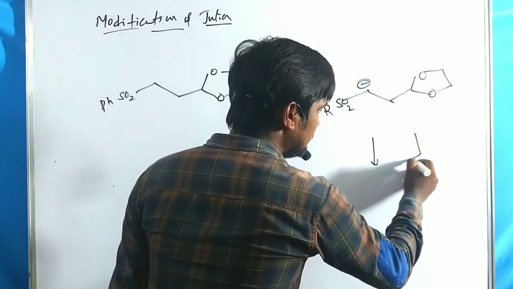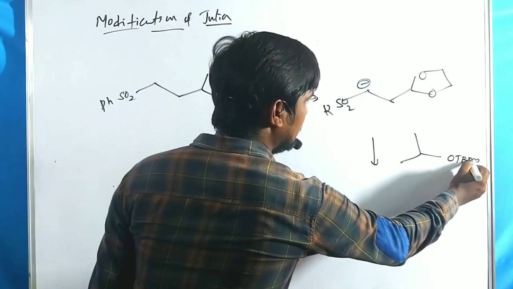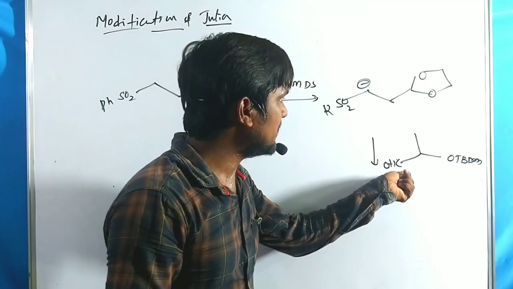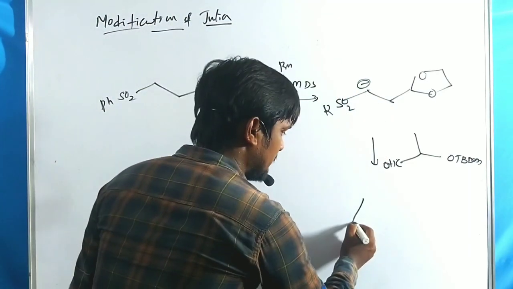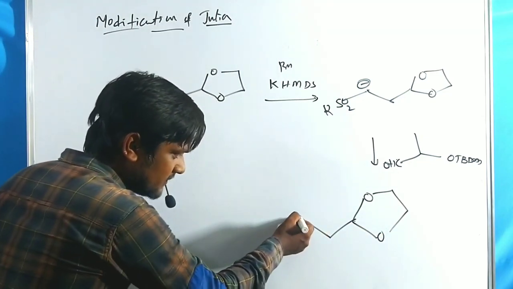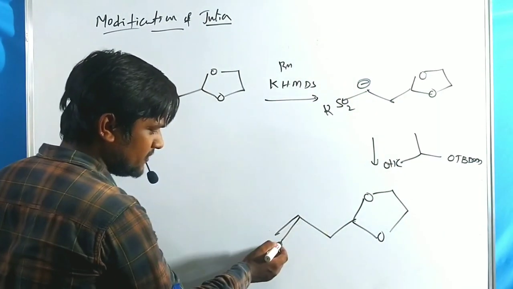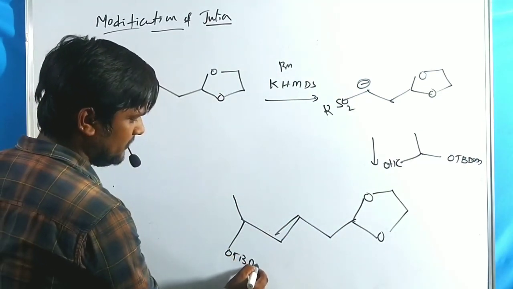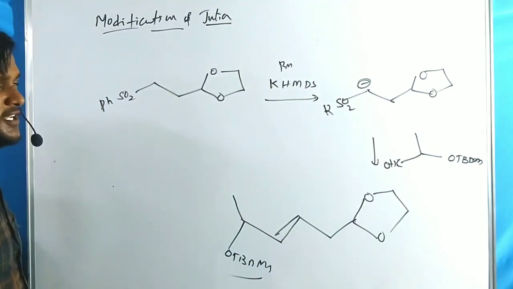Now using another component with OTBDMS, here it is an aldehyde. So this aldehyde carbon can form the double bond with the sulfonyl-attached carbon atom. This is the simplest representation of the formation. This carbon develops the double bond with the aldehyde, which has a methyl group and another OTBDMS group. So this is one of the examples of the modification of the Julia reaction.